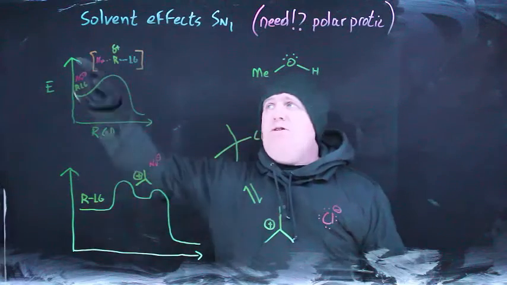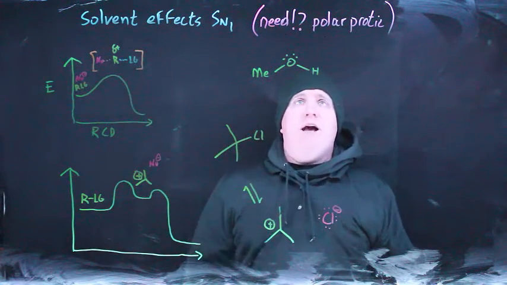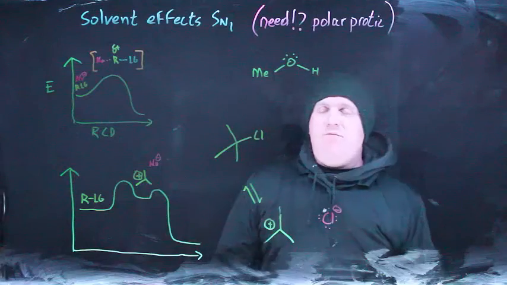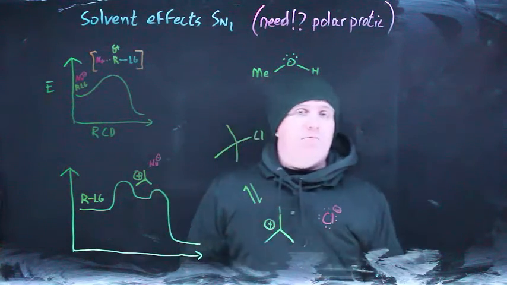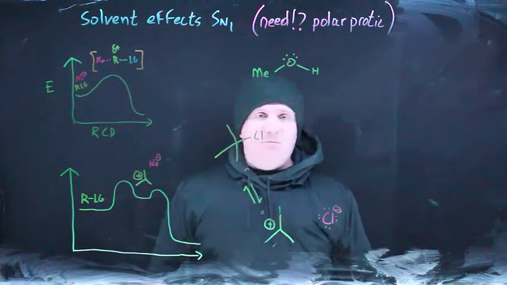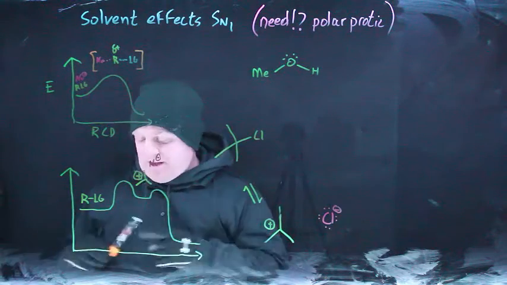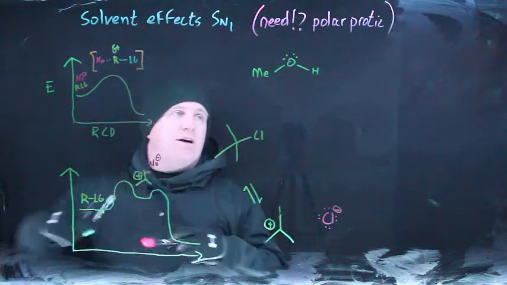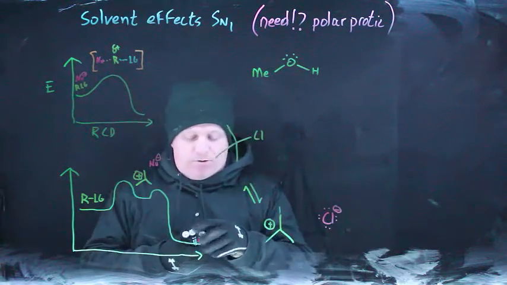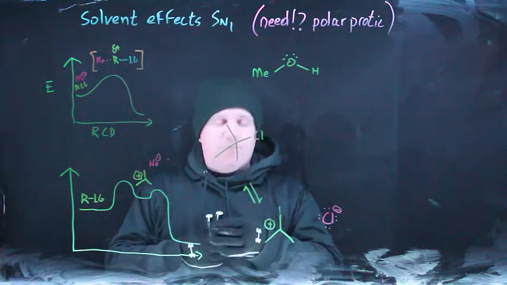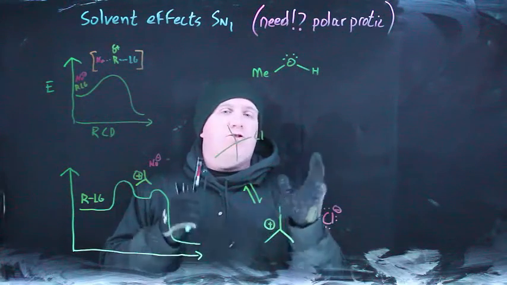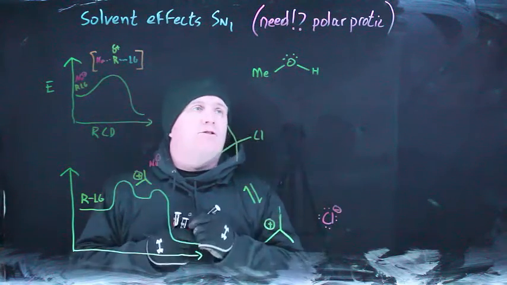This video is about the solvent effects for SN1 reactions, and the take-home message is you definitely want a polar protic solvent, and in some sense you may actually need a polar protic solvent in order for this reaction to happen. And what is a polar protic solvent? Well, the canonical one would be something like water or maybe methanol.